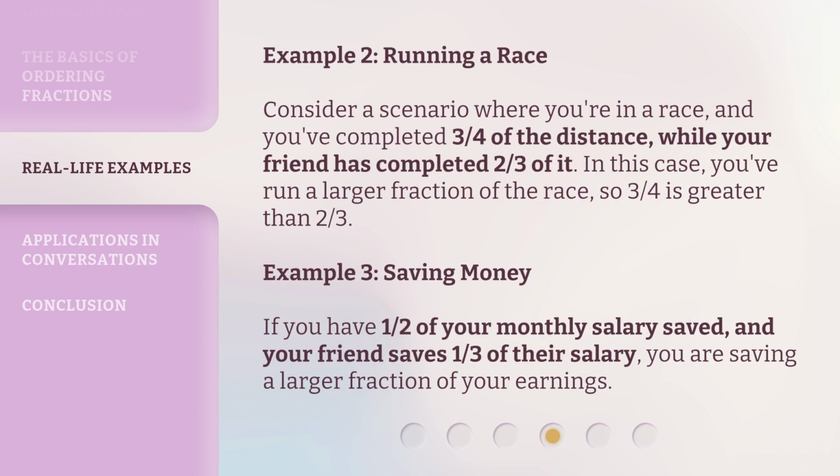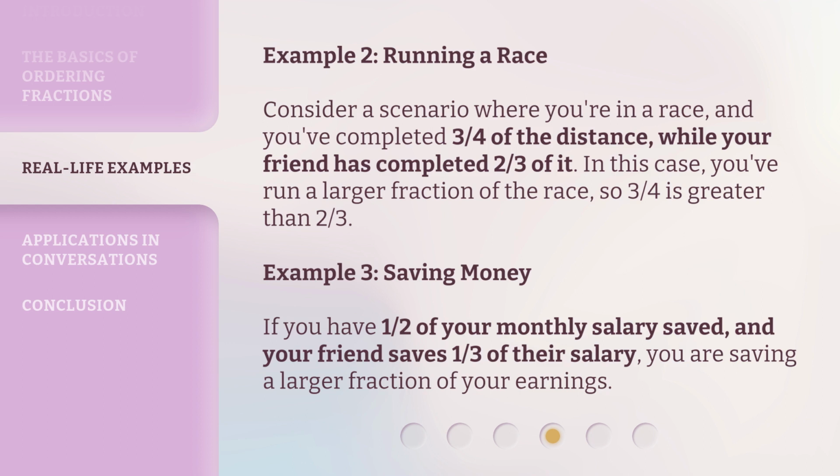Example 2. Running a race. Consider a scenario where you're in a race, and you've completed 3/4 of the distance, while your friend has completed 2/3 of it. In this case, you've run a larger fraction of the race, so 3/4 is greater than 2/3.